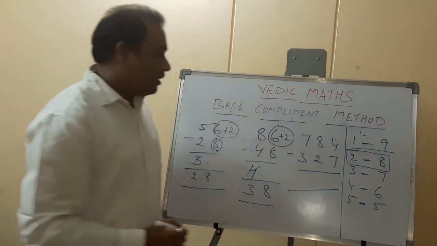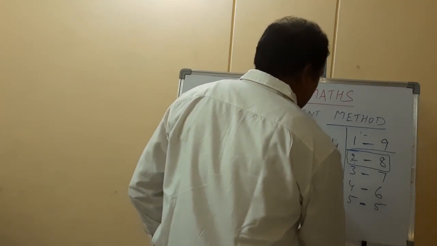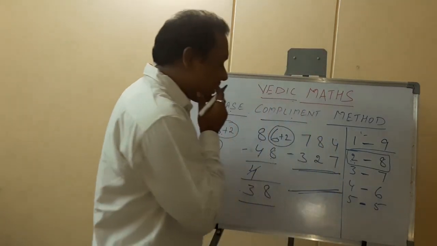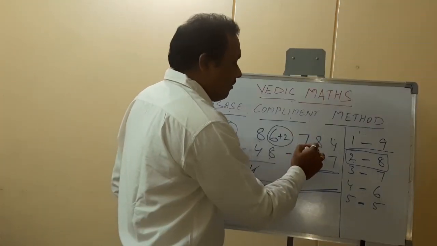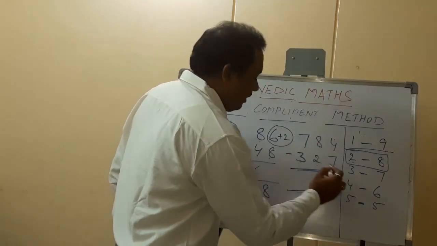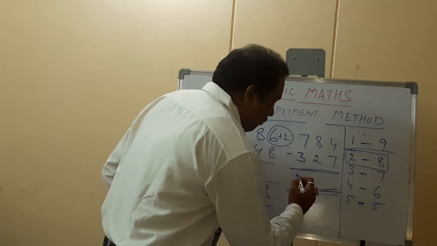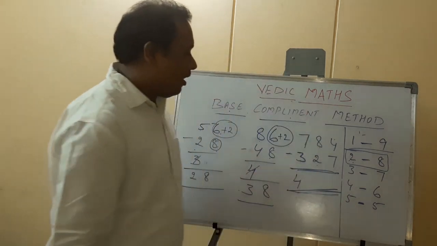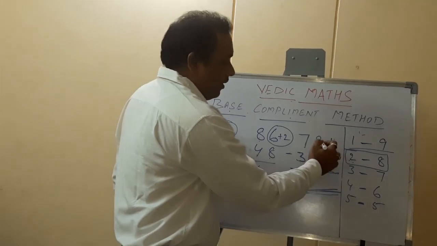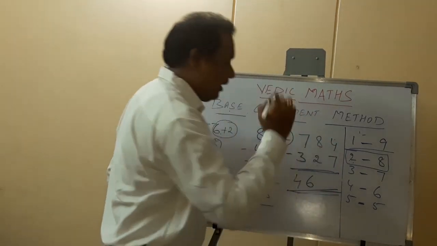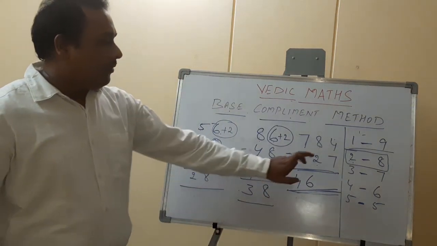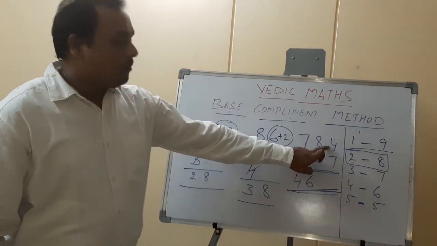Okay. Now let us do it for the 3-figure number. In a 3-figure number also, the same process. What we are trying to do? So from 7 minus 3, what we will be getting? So we are getting 4. So now next we come here. From 8 we are reducing 2. Then what we get here? 6 we are getting.